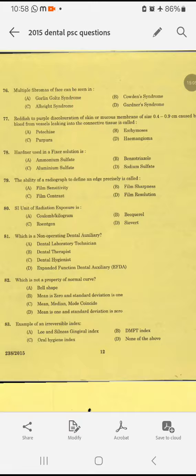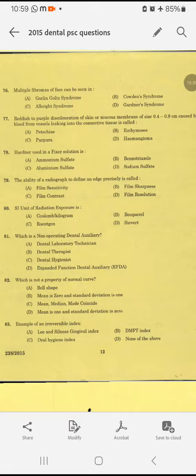82. Which is not a property of normal curve? Bell shape, mean is 0 and standard deviation is 1, mean median mode coincide, mean is 1 and standard deviation is 0. Of course, 82D, mean is 1 and standard deviation cannot be 0. This is not a property of a normal curve. Okay, 82D.